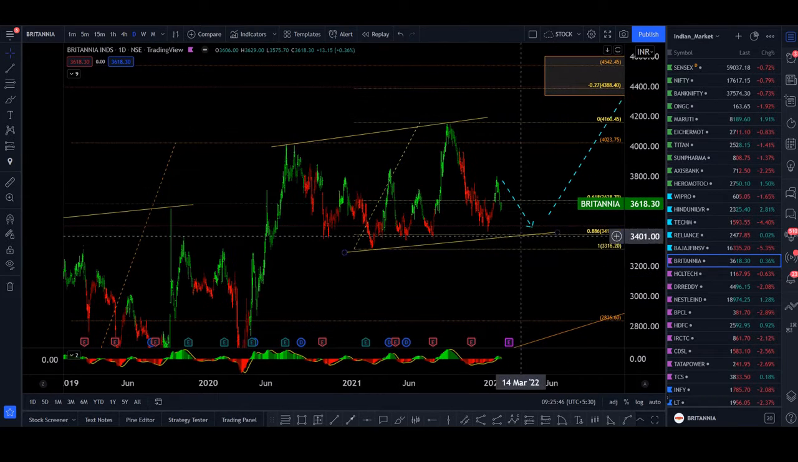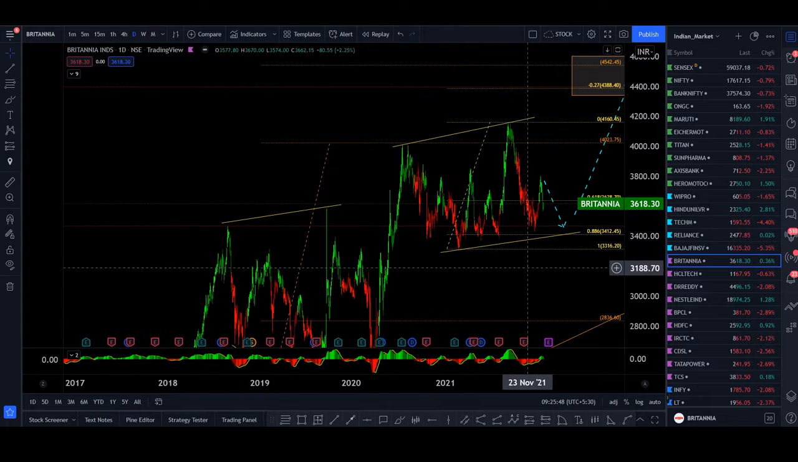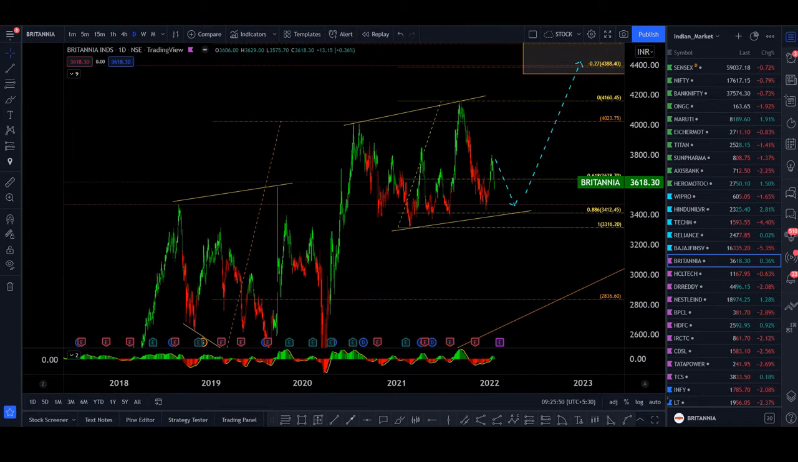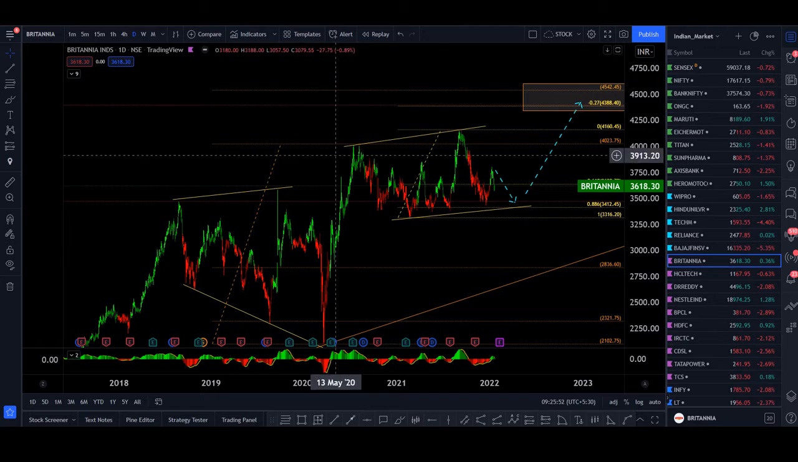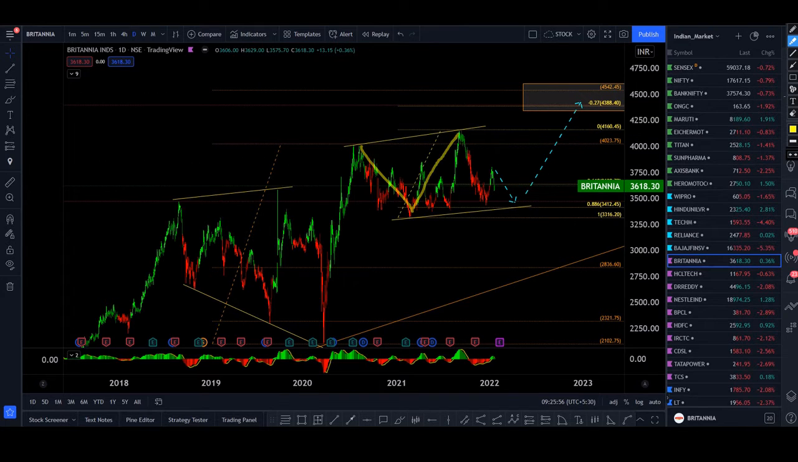Next ones, we have not completed the C wave, and Britannia is also very close. After the impulse, we have a correction followed by a B wave, and then we have a C wave which is almost ending. Maybe I'm expecting it to retest this second level, and we'll see how it goes.